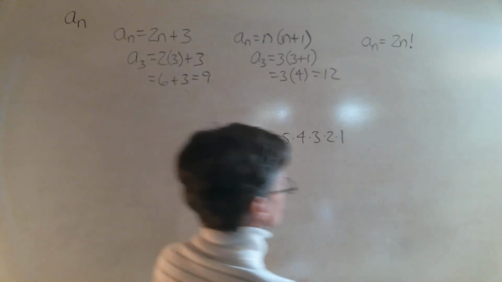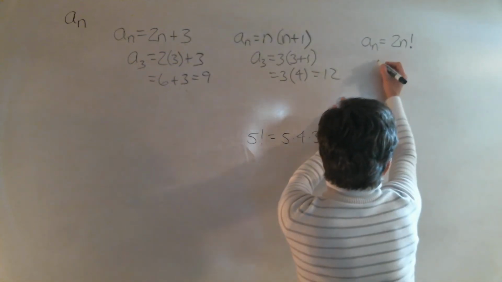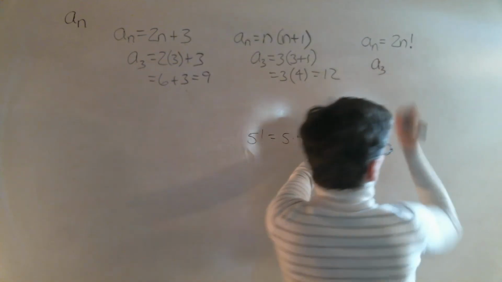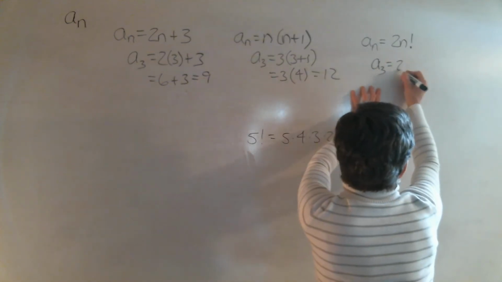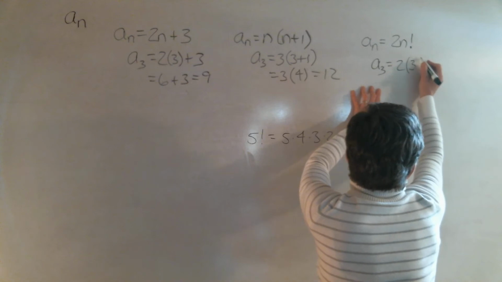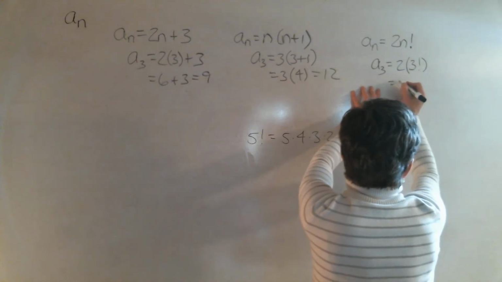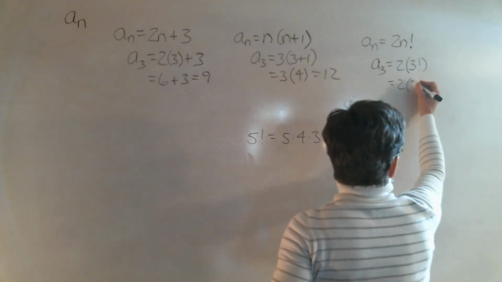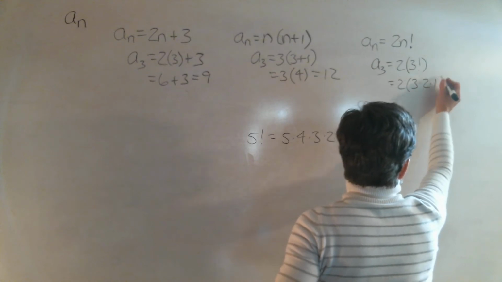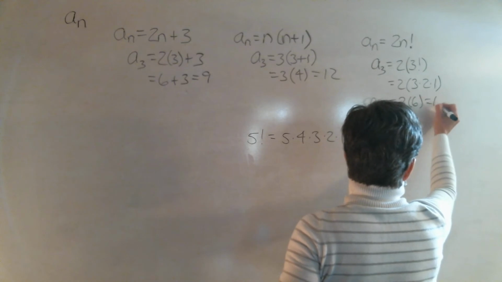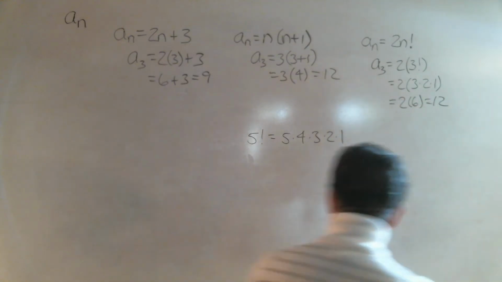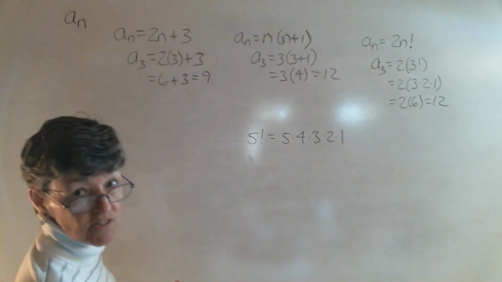That's what factorial means. So right here, let's suppose we want to know the third term in this sequence. And so we would put 3 in for n, so I'd have 2 times 3 factorial. Well, that's 2 times, and then 3 factorial is 3 times 2 times 1, which is 2 times 6, which is 12. So that's how we write the nth term of a sequence.